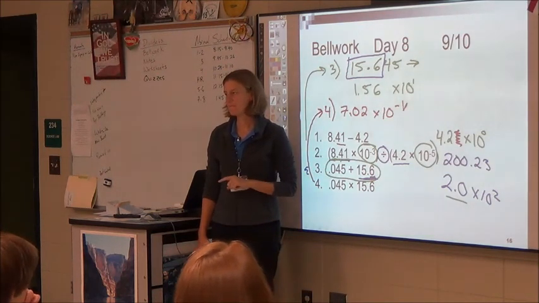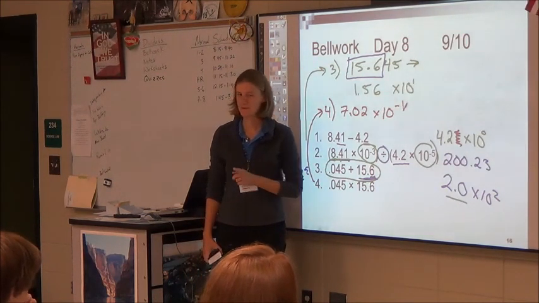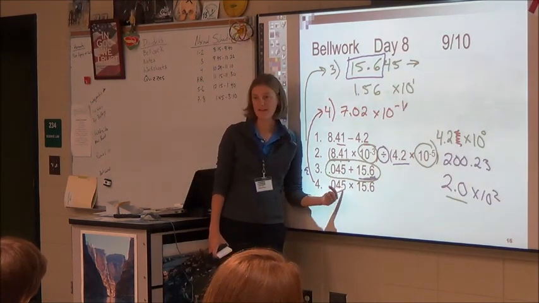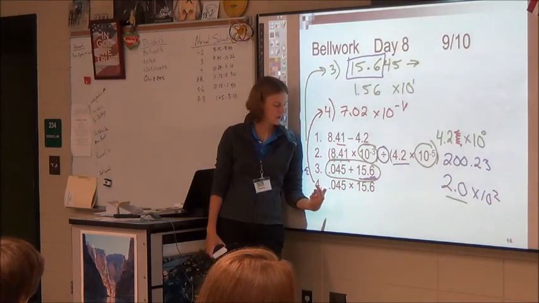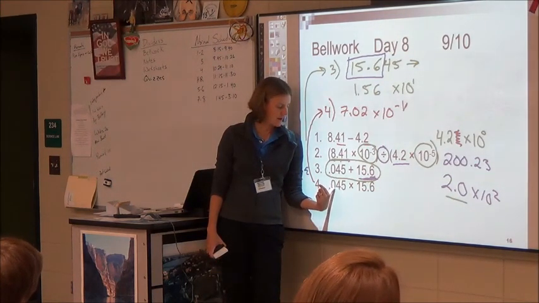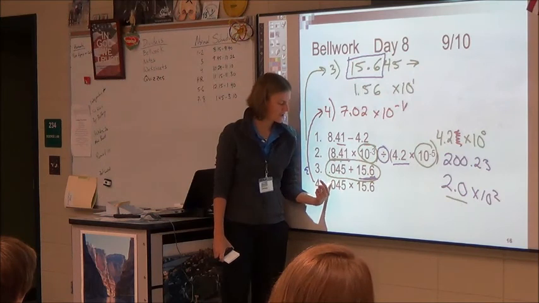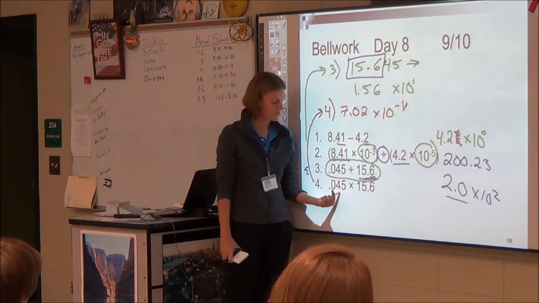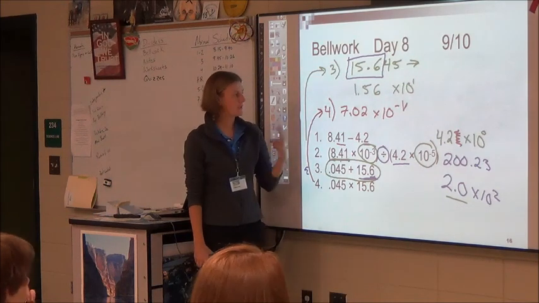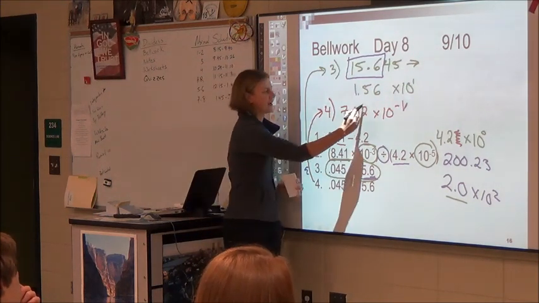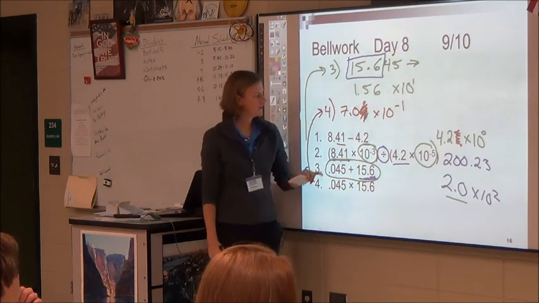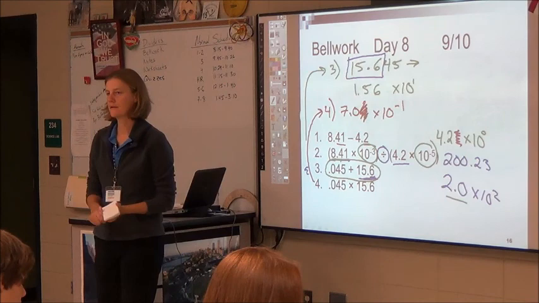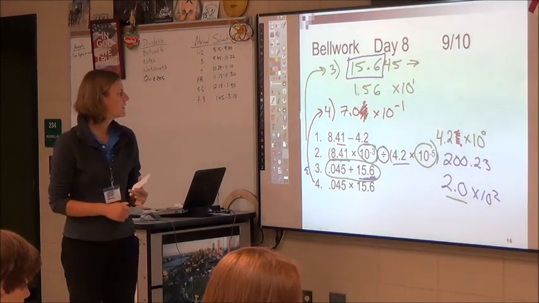No. Not for this problem. No, not for this one. Not for this one. Because how many sig figs are actually in the number 0.045? Two. Okay, so this is sort of a placeholder. This really wasn't part of my measurement. The only significant parts that were in my measurement were the 4 and the 5. So I can only keep two digits in my answer. So we're going to actually have to get rid of that 2. But you have to keep the 0. Don't just drop off the 0 because you think it doesn't matter. It does.